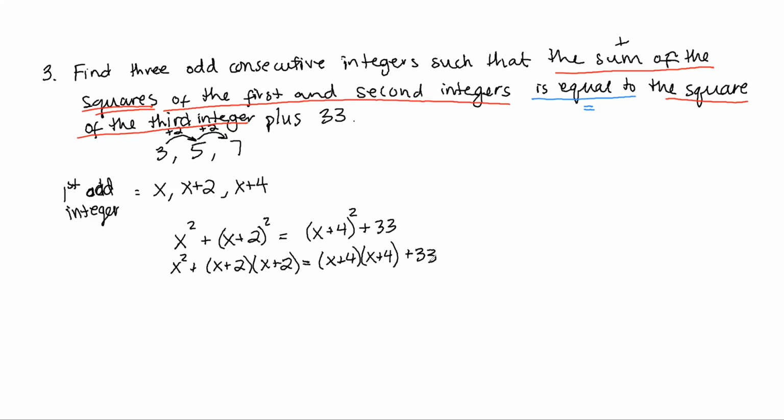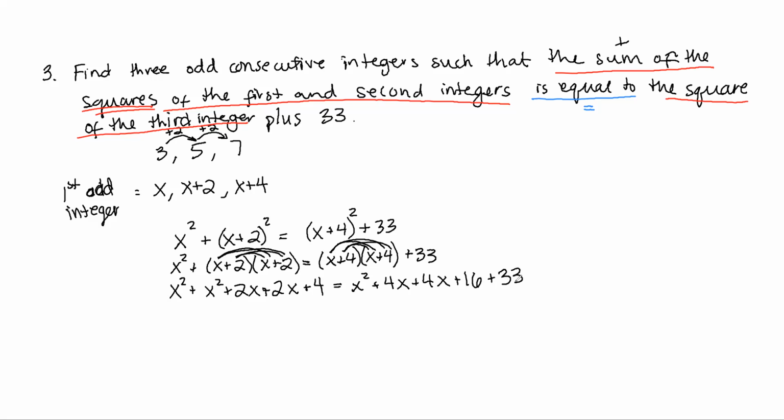Now, if I go ahead and FOIL this all out, I'm going to have x squared still in the front, plus x times x is x squared, x times 2 is 2x, 2 times x is another 2x, 2 times 2 is 4. The left side is good. Now let's look at the right side. X times x is x squared. X times 4 is 4x. 4 times x is another 4x. And 4 times 4 is 16. Bring along the 33.